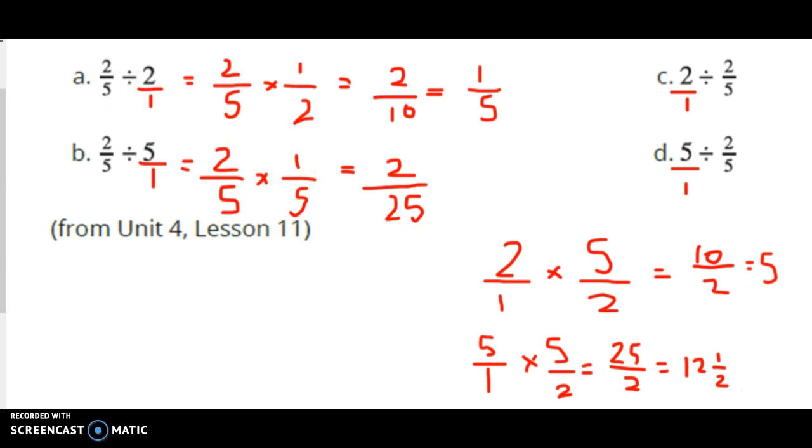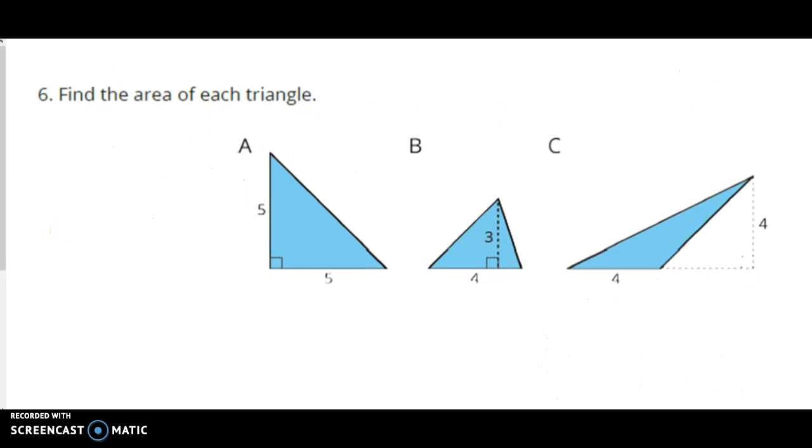All right, last problem set. Find the area of each triangle. I'll do A, you do B and C. What I know is that the area of a triangle equals base times height, BH, divided by 2, or 1/2 base times height. This is the same thing.